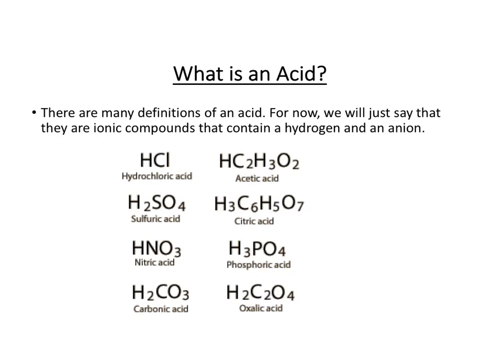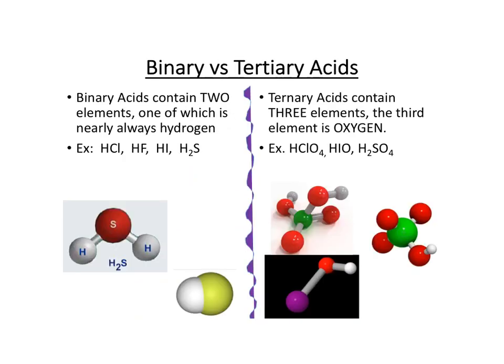So what you really want to look for here to identify an acid is these H's in front. See how every one of them has an H in front? So for our purposes, for right now, until we get to our acids unit, you want to look for an H in front, and that's how you'll know it's an acid. All right, there are two kinds of acids. There are binary acids, and there are tertiary or ternary acids.